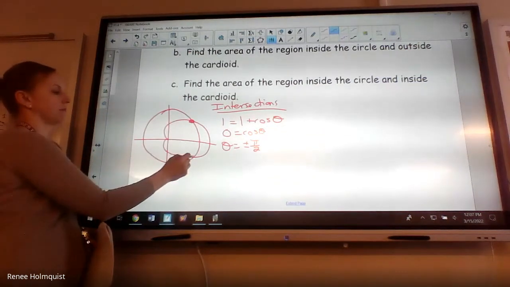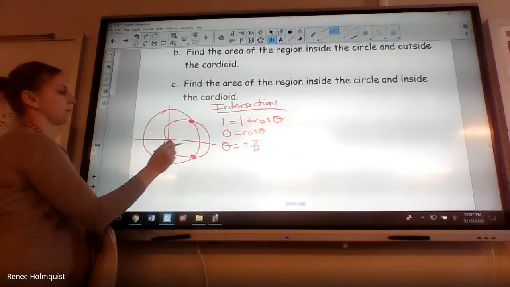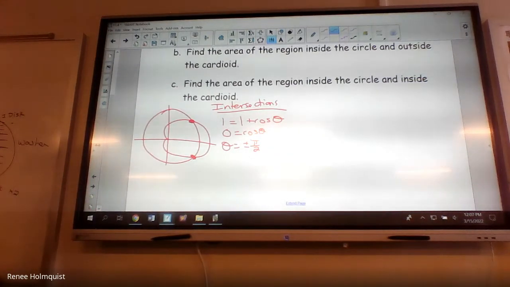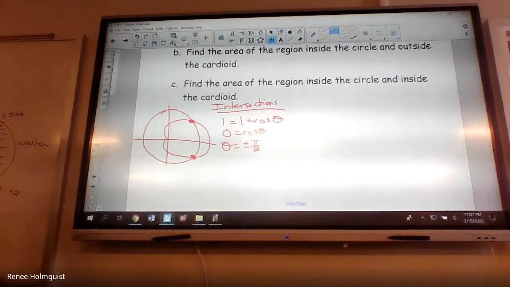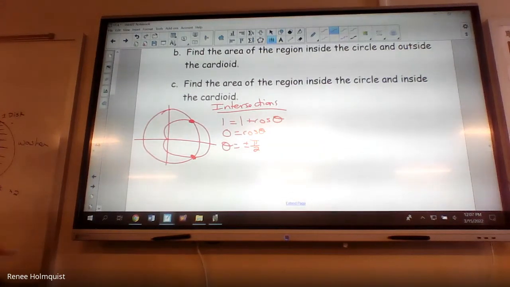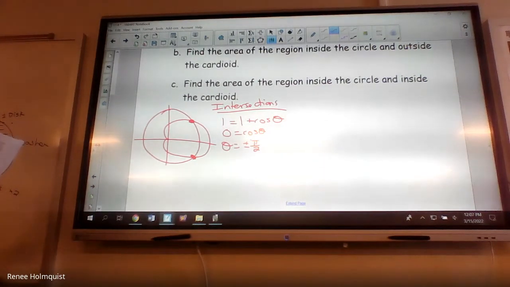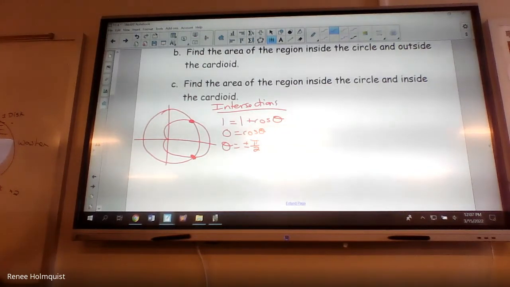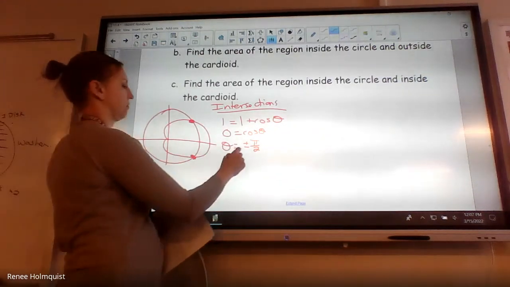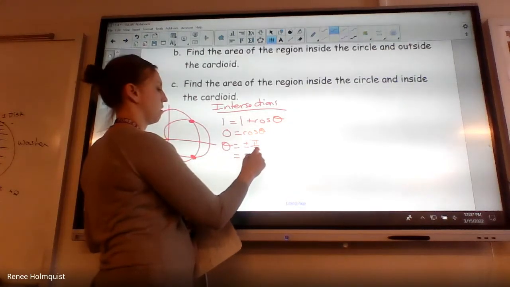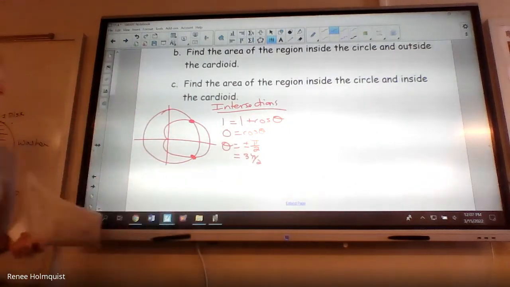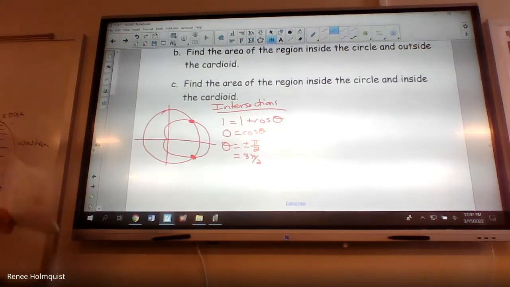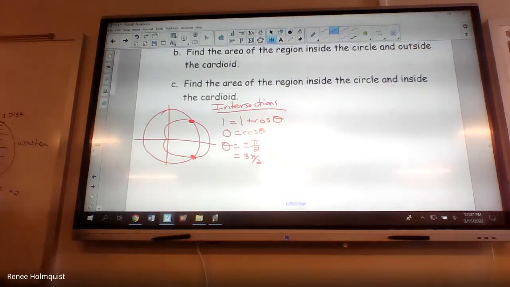On the graph, it looks like the cardioid is bigger than... wait, no, they're at 0, aren't they? Wait, why are there 3? We're looking where the two functions intersect each other. How do we know it's pi over 2 and not 3 pi over 2? That's a good question. I don't know why I did that. Look at my picture, my picture's better. In the examples, I never used negative pi over 2.